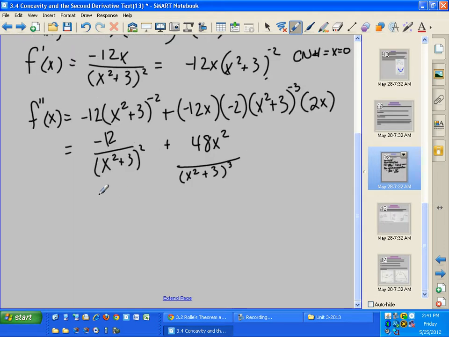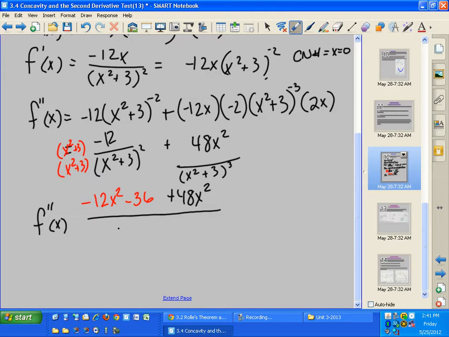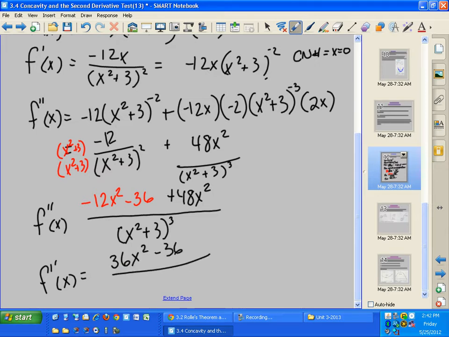So I'm going to have to do a little simplification, and so this guy over here is going to get multiplied by x squared plus 3 top and bottom, which is my convenient form of 1. So the top of this thing will change into negative 12x squared minus 36, and then I have my plus 48x squared, and then on the bottom it now becomes all of (x squared plus 3) cubed because I multiplied and got the extra one. So f double prime of x will turn into (36x squared minus 36) all over (x squared plus 3) cubed.